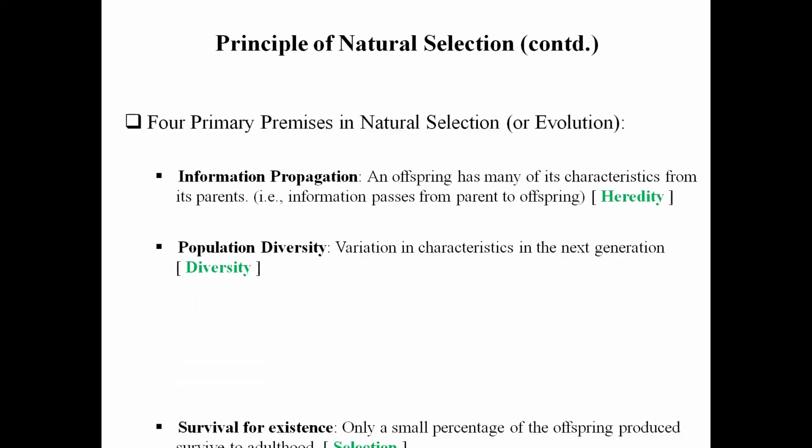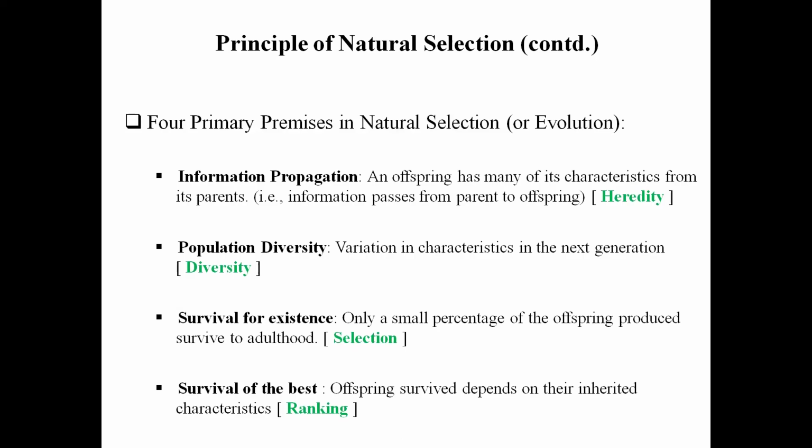Basically, these are some of the important premises of natural selection or evolution. The information passes on from one parent to the offspring or the next generation, and that is known as heredity.